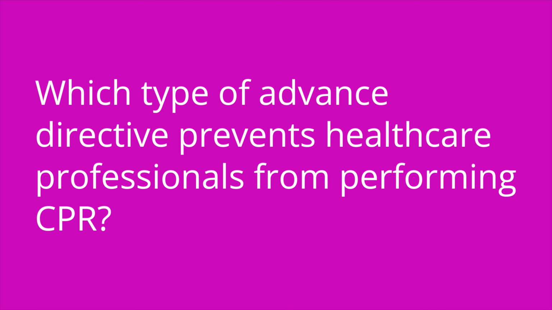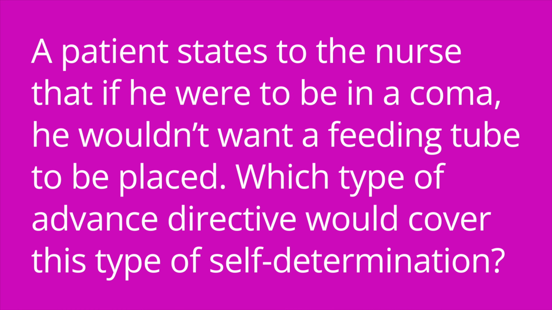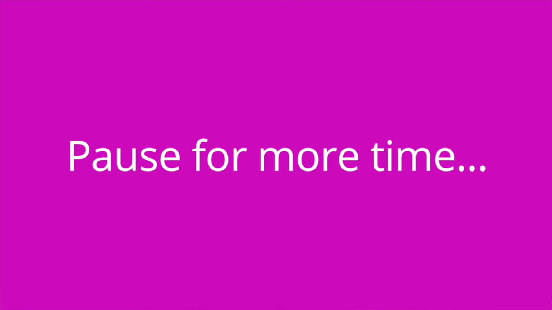Which type of advance directive prevents healthcare professionals from performing CPR? Do not resuscitate or DNR. A patient states to the nurse that if he were to be in a coma, he wouldn't want a feeding tube to be placed. Which type of advance directive would cover this type of self-determination? A living will.